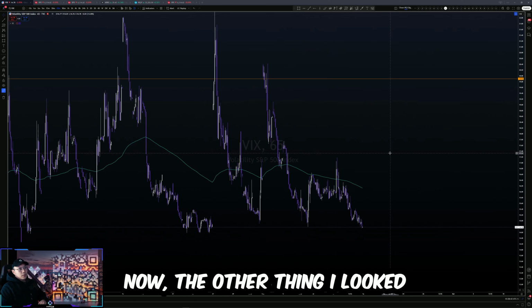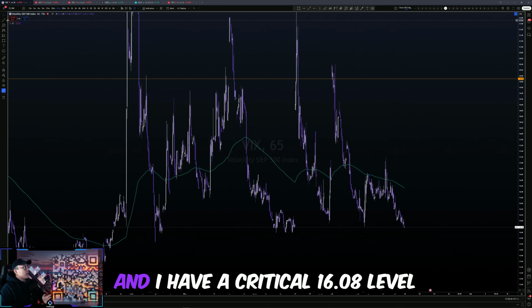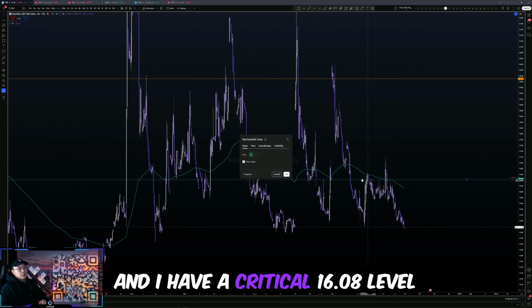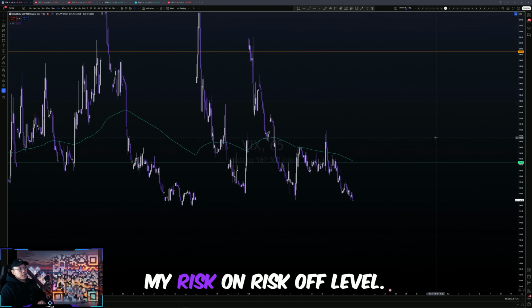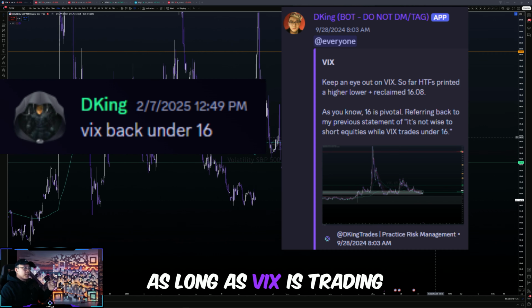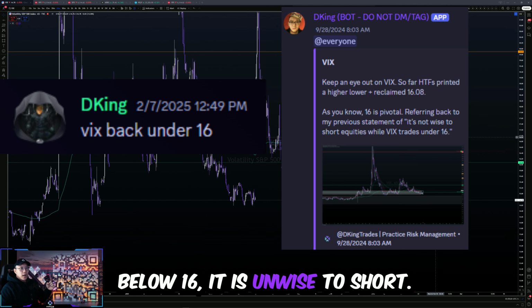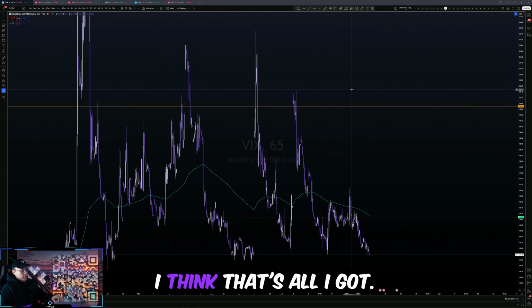Now, the other thing I looked at with you guys is VIX. And I have a critical 16.08 level that I use, which is basically my risk on, risk off level. As long as VIX is trading below 16, it is unwise to short. I think that's all I got.